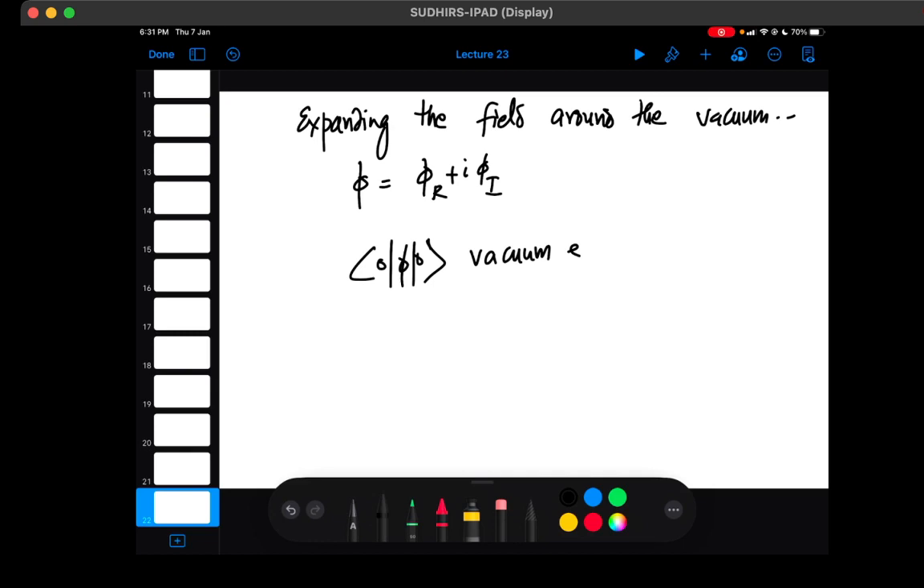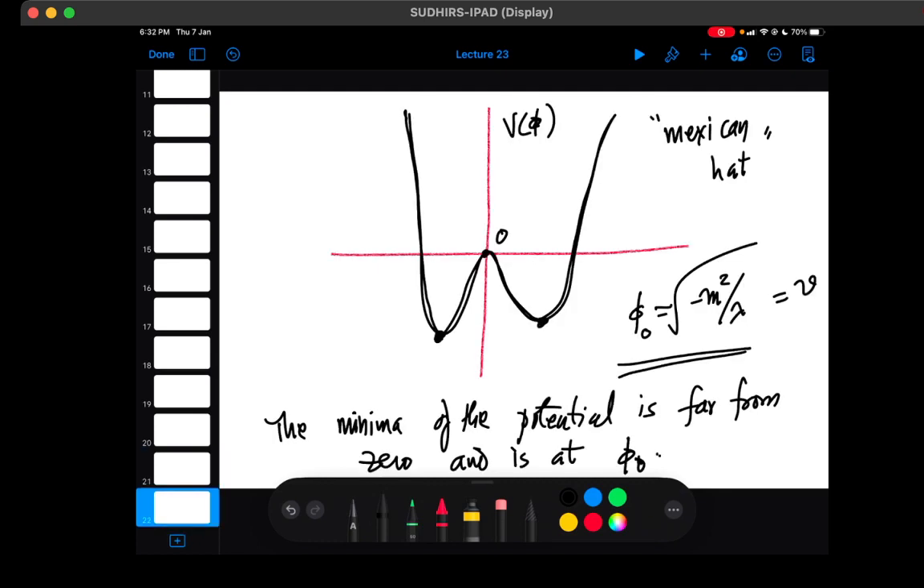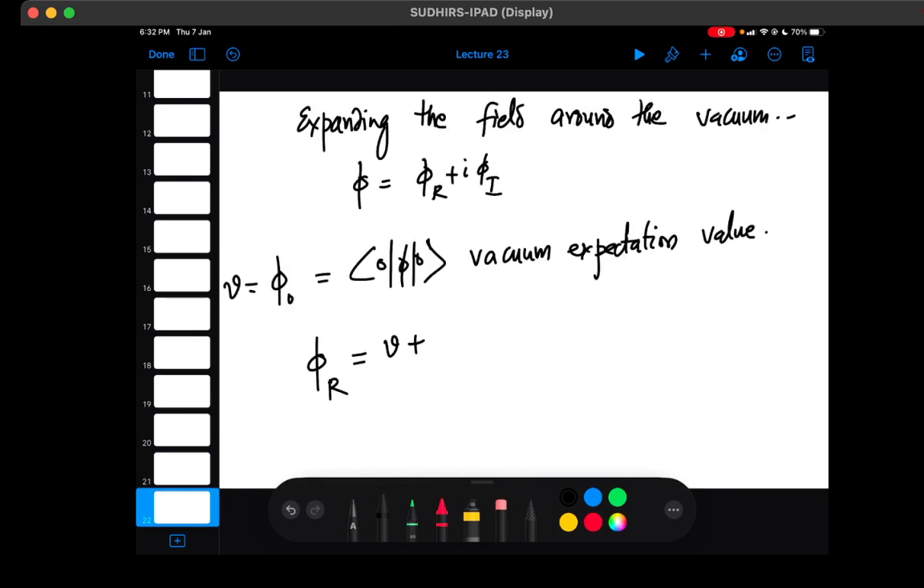So phi around the vacuum expectation value, I call it phi zero, or sometimes we just call it a constant. We give it a non-zero value. Let me call this some v, the real part. So phi R is equal to v plus some field excitation, phi tilde, and phi imaginary, at its vacuum expectation value, I just take to be zero. So phi imaginary is zero plus phi imaginary itself.